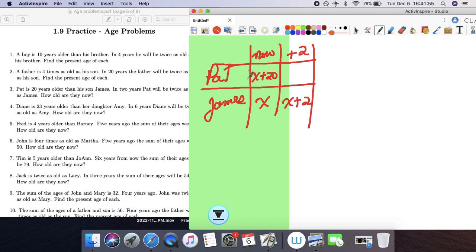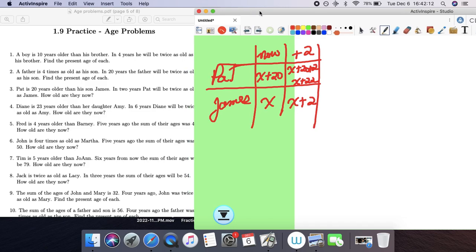Pat is going to be whatever he is today. He's X plus 20 years old, but he's going to be 2 years older than that. So we're going to do X plus 20 and plus 2. So Pat's going to be X plus 22 in 2 years. So we have their ages, well, an expression at least, right? And now we can use this to set up the equation.